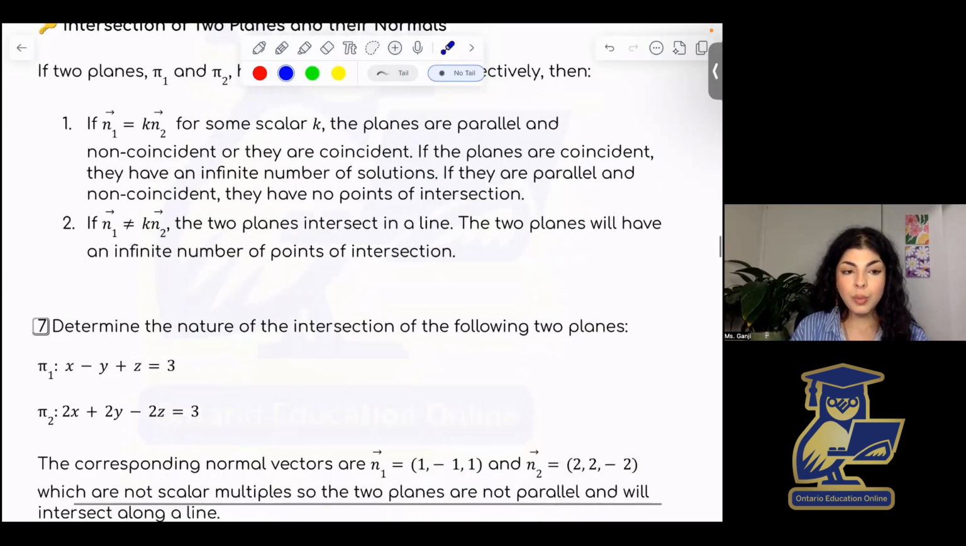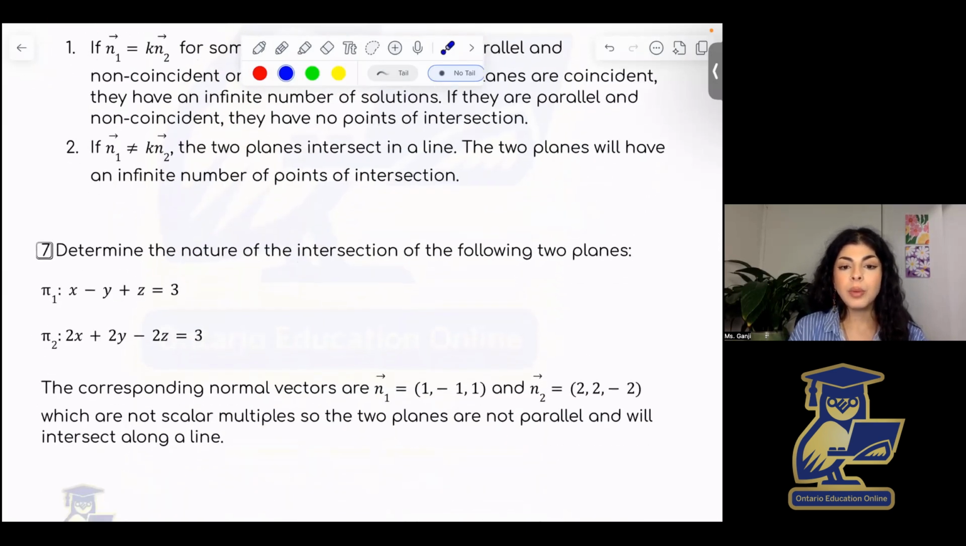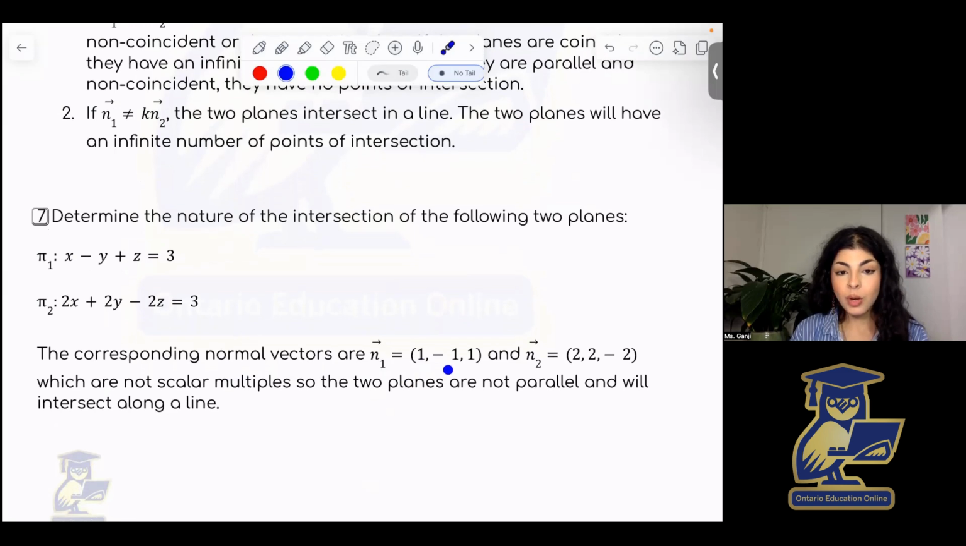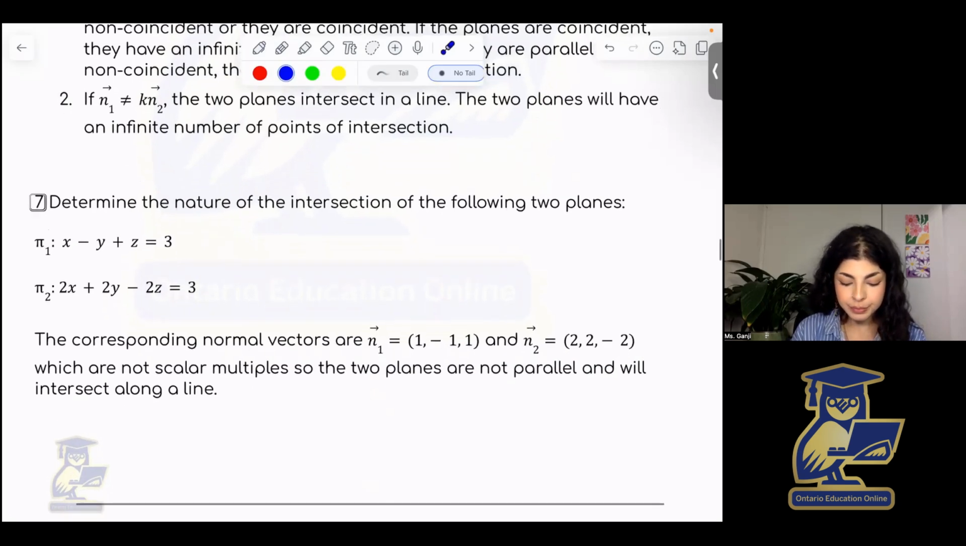Here we are given two planes, pi1 and pi2, and we're asked to find the nature of the intersection. Pretty much, you're saying if they are parallel, coincident, or they have a line of intersection. Now, the normal vector of plane 1 is 1, 1, -1, and the normal vector of plane 2 is 2, 2, -2. These are not scalar multiples, so based on this theorem, we know that they intersect in a line. So we just have to find what that line is now.